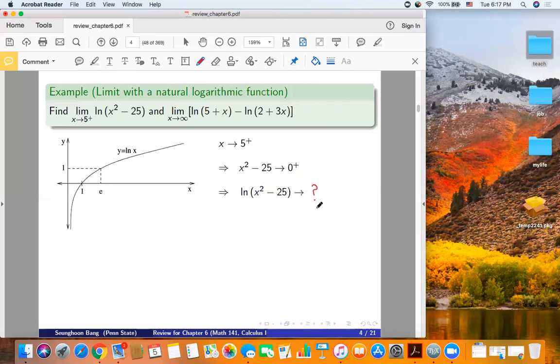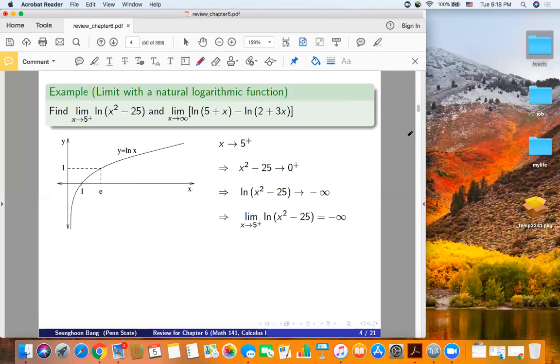Minus infinity. So why? Because x squared minus 25 approaches 0 from the right. Exactly. This inner function is x squared minus 25. The inner function approaches 0. What happens to the ln function? It goes down to negative infinity. The answer is negative infinity. Yeah, this is the whole idea.